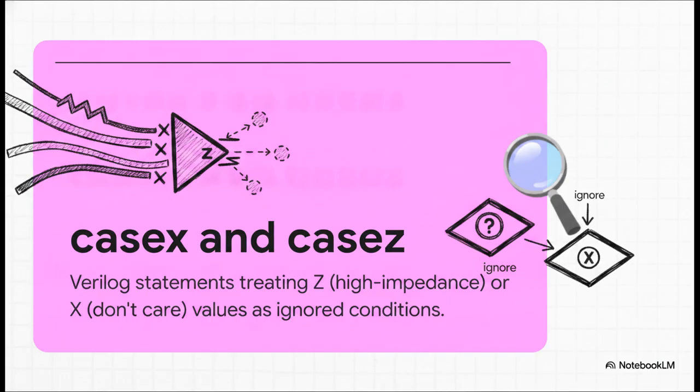We use casez when we want the hardware to treat all those high impedance Z values as don't cares. And casex takes it a step further, telling the system to treat both the disconnected Z values and the indifferent X values as don't cares. This allows the code to just ignore them completely when searching for a match.